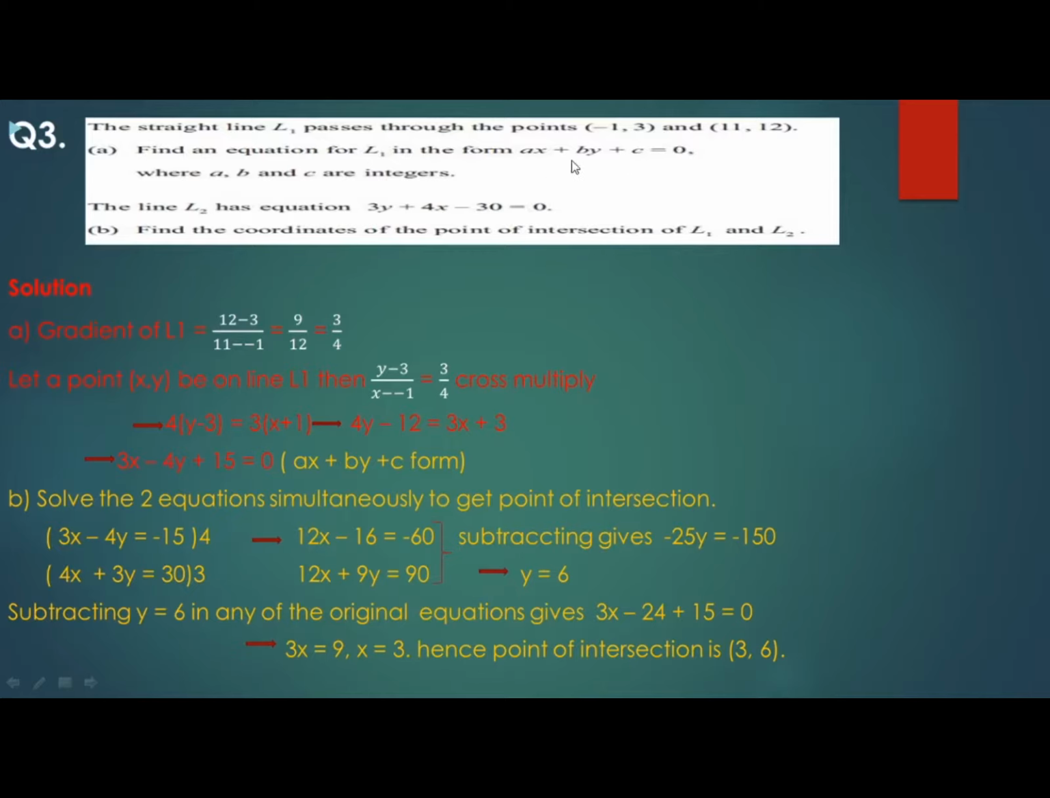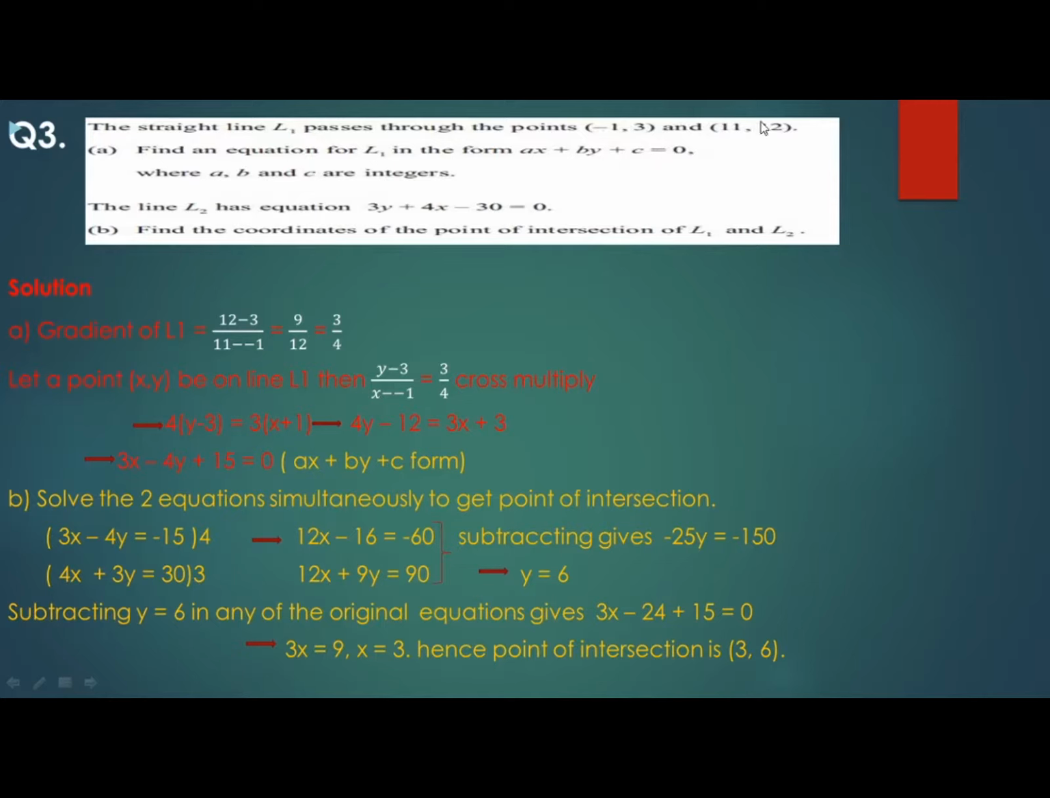You must ensure your answer is in this form, because if you want to get that 1 mark for the answer, you must ensure it is in the form asked. So the first thing we do is find the gradient. The first step is to find the gradient of the 2 points. Then from there, we let another point (x, y) be on the same line. From there, we find the equation.